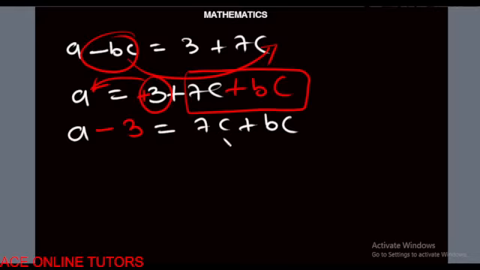Now the next thing I'm going to do is that since c is here and c is also here, I'm going to factorize. That's why we did factorization.